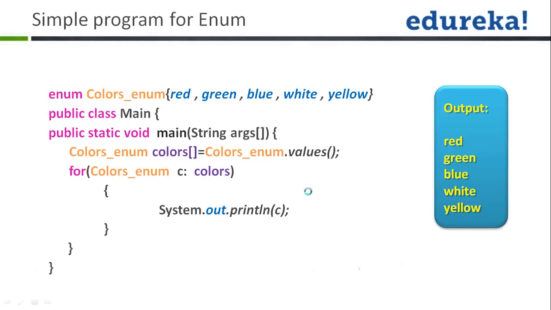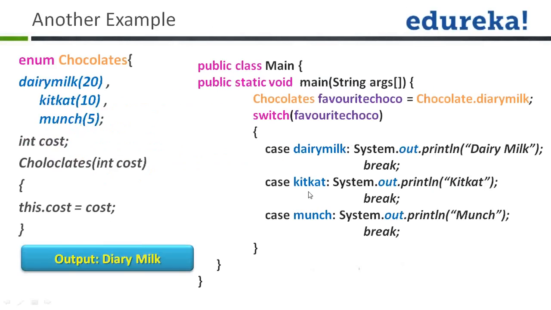That's good. Moving on, another example for an enum. You've got chocolates. There are three kinds of chocolate: Dairy Milk, Kit Kat, Munch. Dairy Milk is for 20. You pass a value constant 20. Okay, last time they were getting the default constants, that is 0, 1.